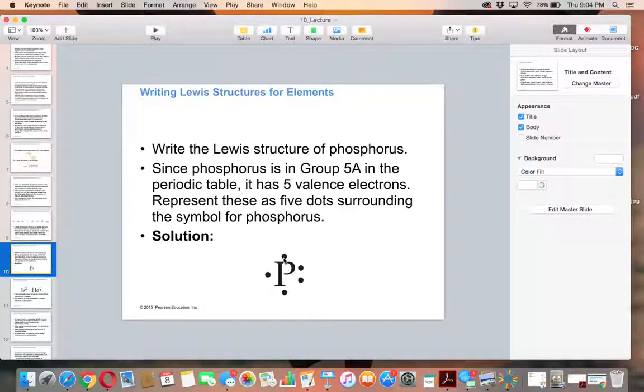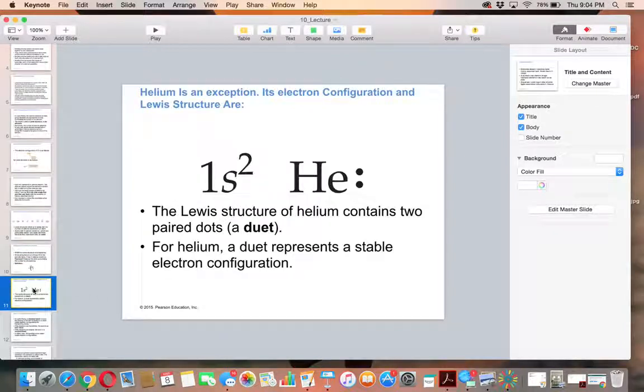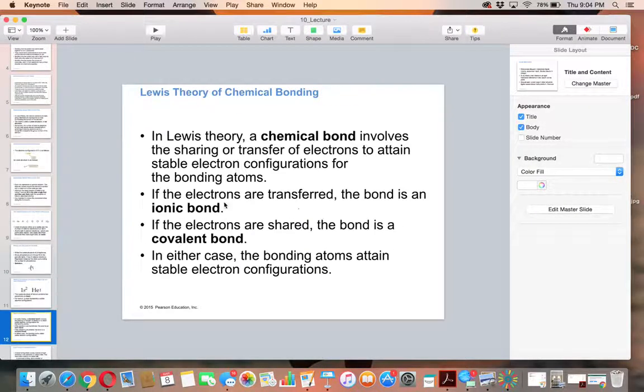So phosphorus should have 3 individual valence electrons. That means it's likely to form 3 bonds, or a triple bond, and then it has a lone pair. Again, that's because it's in group 5, so it has 5 valence electrons to do 5 dots around it. Helium, 1s2, if you do the structure, they put 2 dots next to each other because it's the only noble gas that doesn't have 8. It has less than an octet.